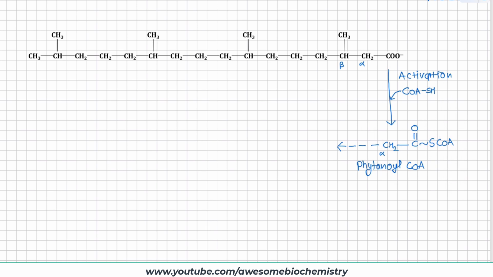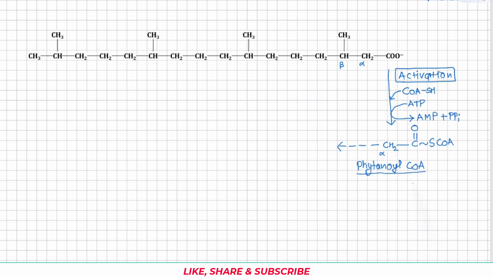This reaction requires energy. So ATP gets converted to AMP and pyrophosphate. So essentially, two high energy phosphate bonds are utilized in this activation reaction. Now, some textbooks wrongly mention that alpha oxidation does not require activation of the fatty acid, but as we had just seen, activation is actually required here also. So anyways, once the fatty acid is activated to phytanoyl CoA, it undergoes alpha oxidation, which is a multi-step process. And here, phytanoyl CoA hydroxylase is one of the important enzymes.